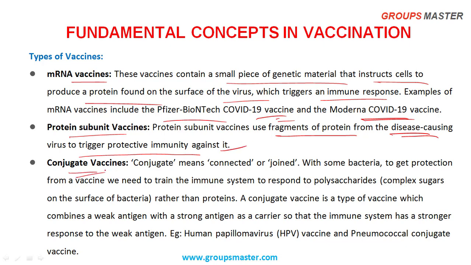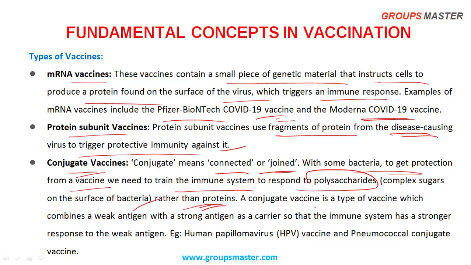Next type is conjugate vaccines. Conjugate means connected or joined with some bacteria. To get the protection from a vaccine, we need to train the immune system to respond to polysaccharides complex, also known as complex sugars on the surface of the bacteria rather than proteins.